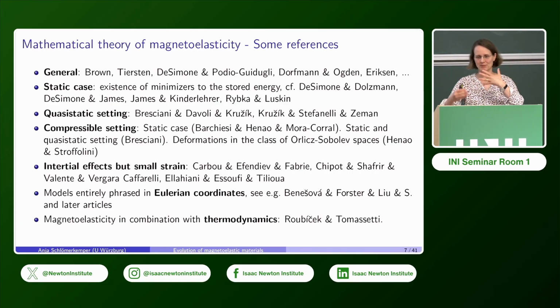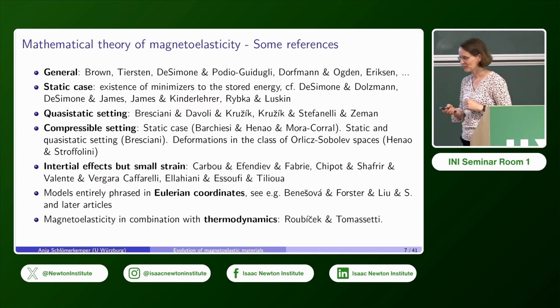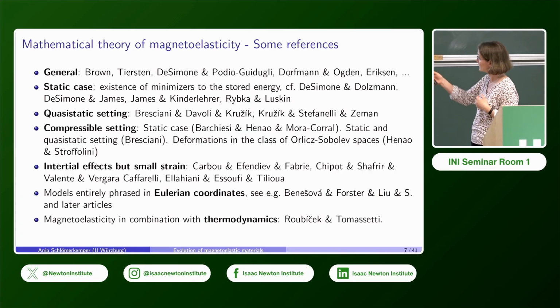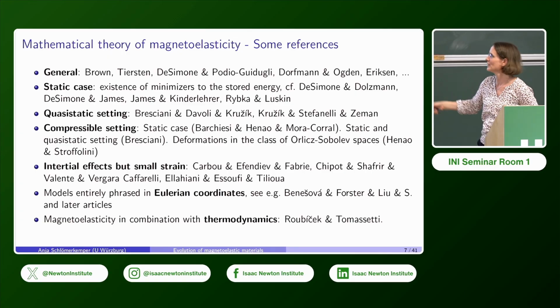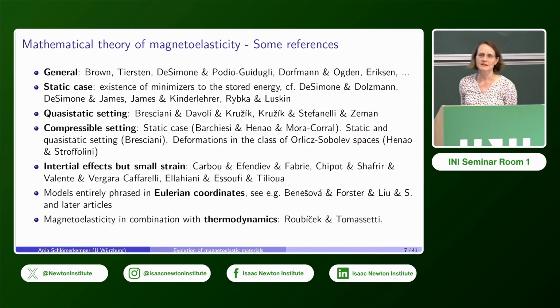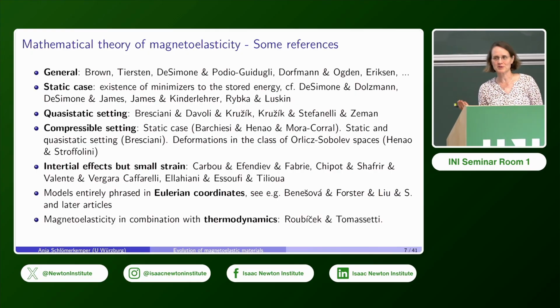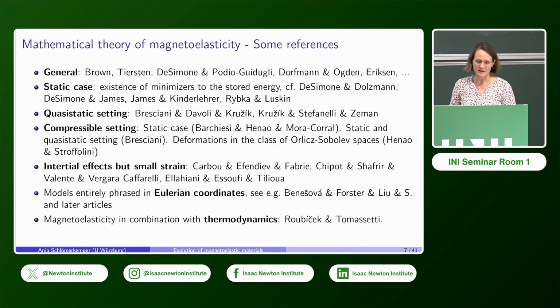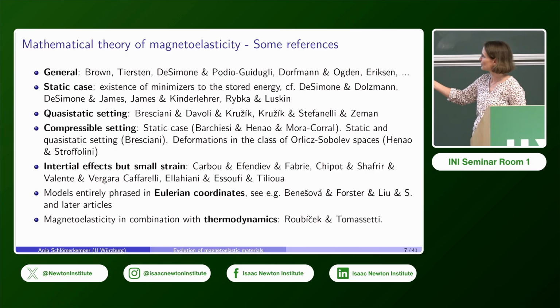But then there were always some other assumptions, be it on the energy, like here, for instance, the static case. Then in the compressible setting, so it's not the evolutionary case, there's a quasi-static setting here, though, with some other restriction. And then also by Henao and Stroffolini, we have some work even extending it to the Orlicz-Sobolev spaces. There's also work including inertial effects, but then they work with small strain. I won't read out all the names, but you can see them all here.